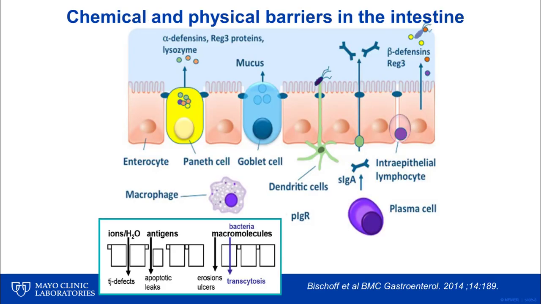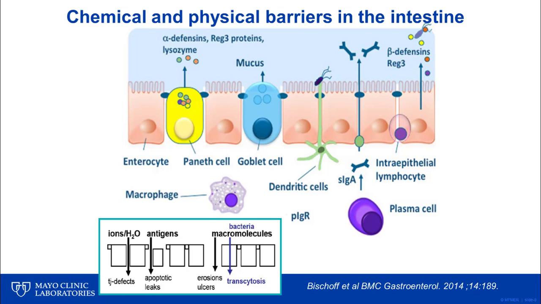I like this very simple cartoon that comes from a review by Stefan Bischoff. And it shows these cells that we need to think of in the epithelial layer. The enterocytes, the Paneth cells, which, as we said, produce defensins and lysozyme, for example. Then the goblet cells, which synthesize and excrete mucus. And then the important dendritic cells, which are sampling for the antigens in the lumen. And then, of course, the immunocompetent cells, the intraepithelial lymphocytes, the plasma cells, which are also serving as defense mechanisms against injury.